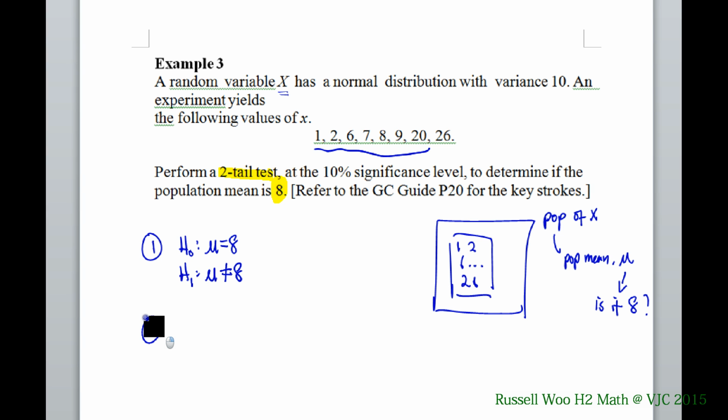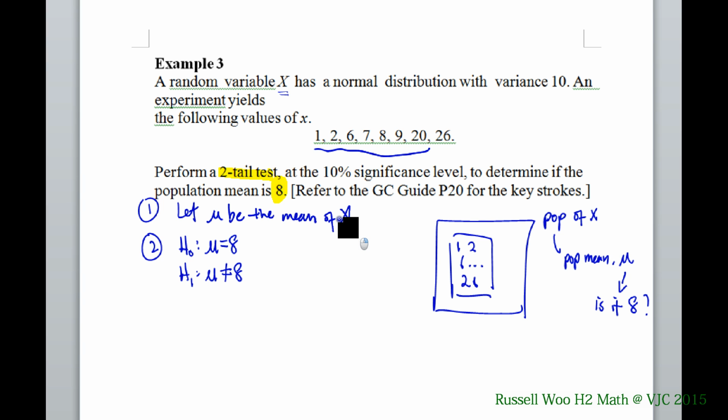Anyone? You look at your notes. Step 2, we say, oh sorry, actually this is step 2, sorry. Step 1 is define. Already define. Okay, we say let mu be the mean of X, correct? That's what is in the notes, right? Let mu be the mean of X. Then we define whether it's a one-tail test or two-tail test.